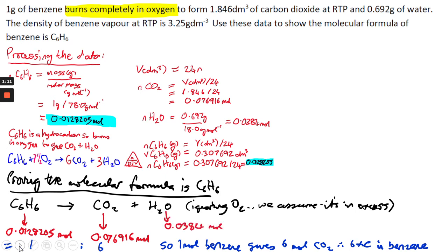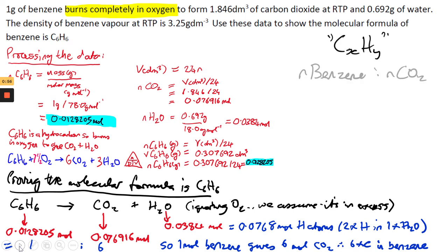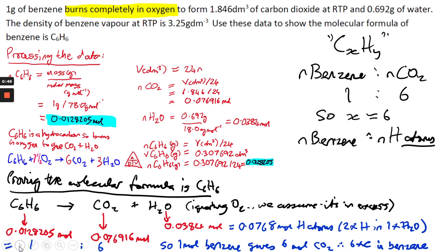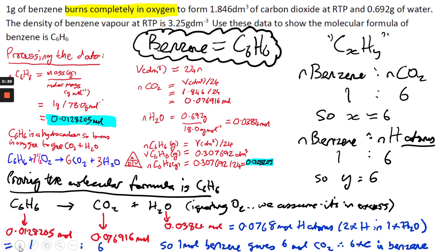Doing the same thing with water, but remembering that water contains 2 hydrogens, there's 0.0768 moles of hydrogen atoms. That's not exactly a million miles away from 0.076916. So if we imagine benzene to be C6Hy, the number of moles of benzene to CO2 is 1:6, so x equals 6 for carbon. And the number of moles of benzene to the number of moles of hydrogen atoms is also 1:6, so y equals 6 as well. So that means benzene has a molecular formula of C6H6.